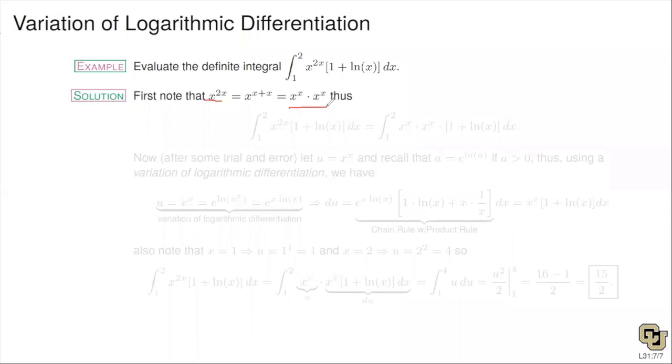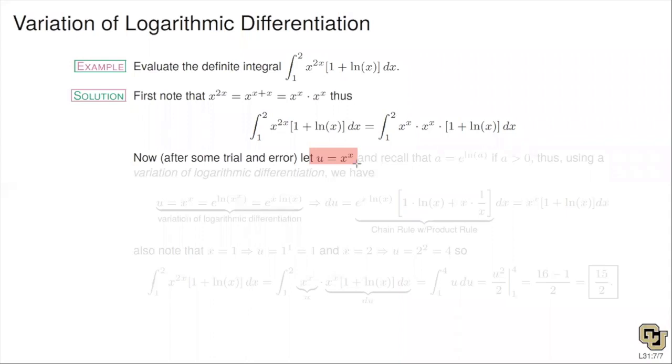Why am I doing this? Because I already know how this problem goes. This isn't necessarily an obvious move. It's just what works, and I just want to show you what works here. So we rewrite this x to the 2x as x to the x times x to the x. The whole reason we did that is because we now want to use a u substitution. I now want to let u equal x to the x.